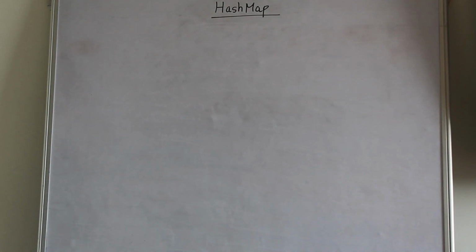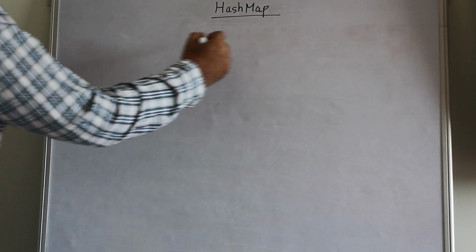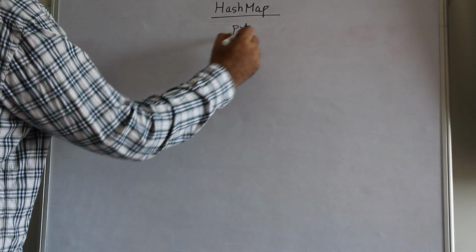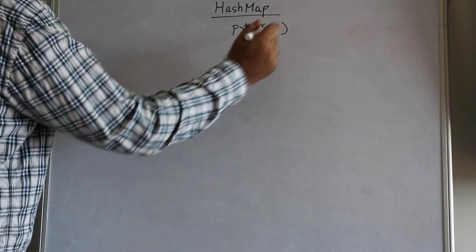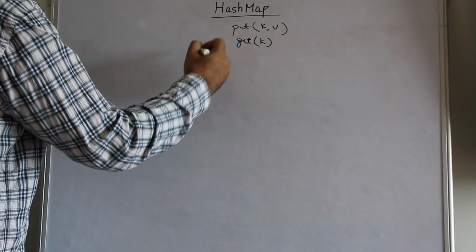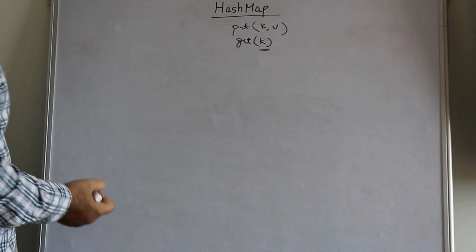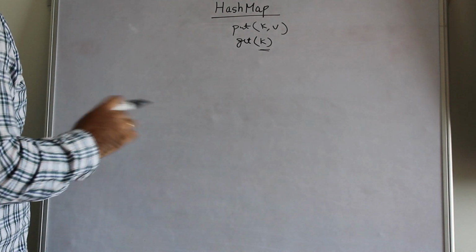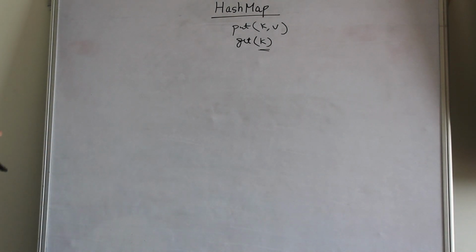Hello friends, so today we will be discussing the JDK's one of the famous collections named HashMap. What are the main operations that are there in HashMap? One is the put operation, which is taking one key and a value, and one is the get operation, which is returning the value corresponding to the given key.